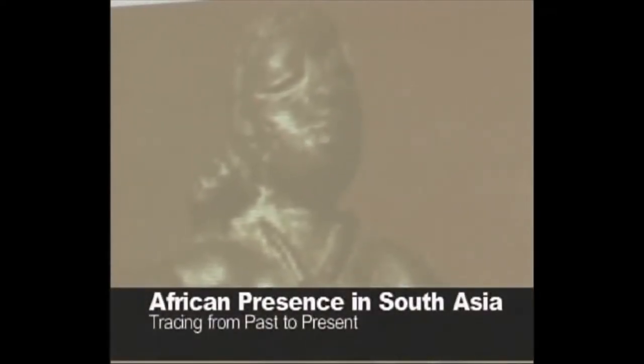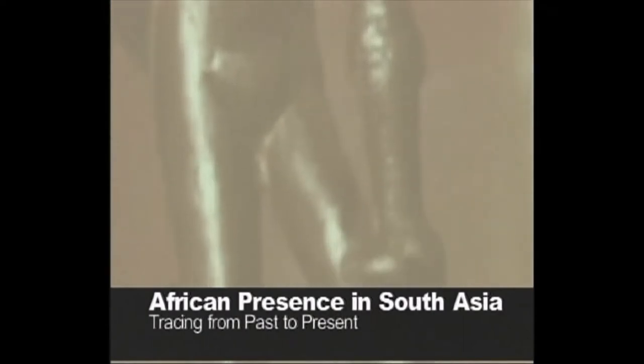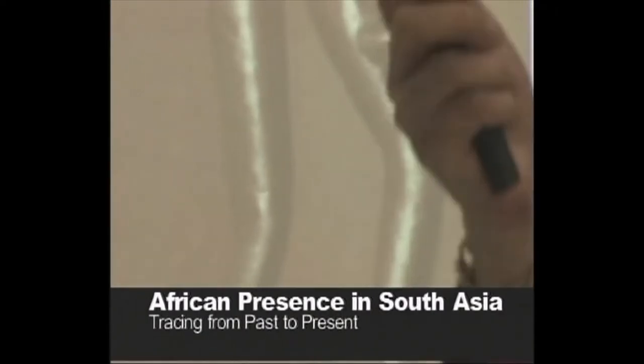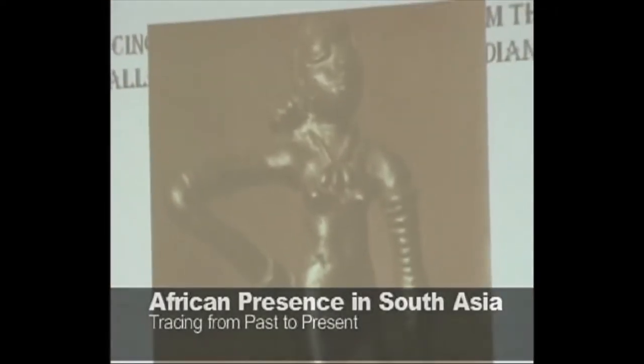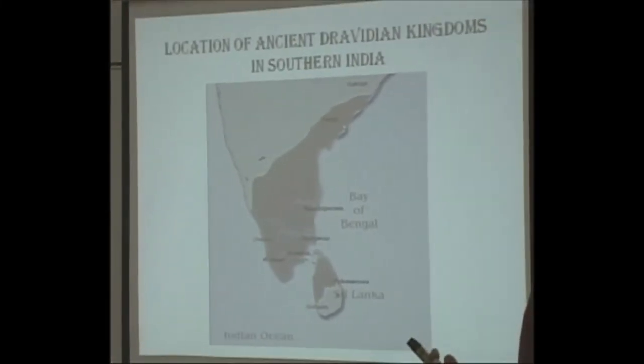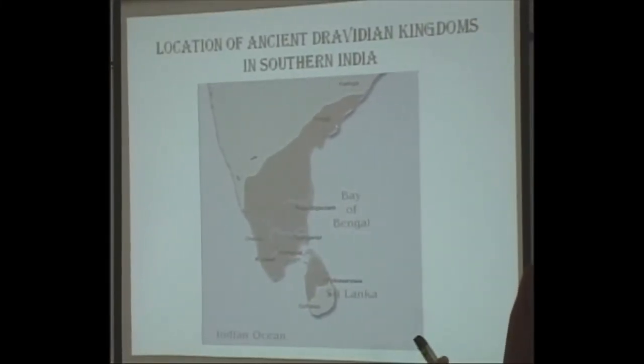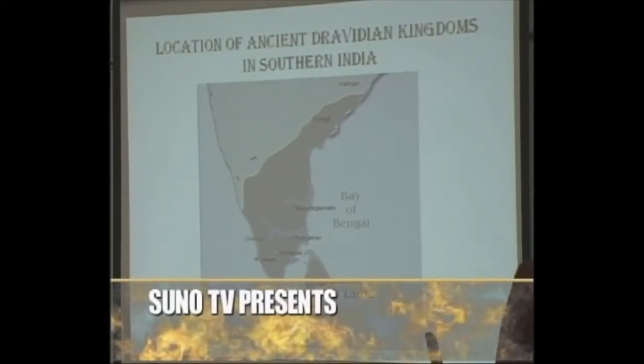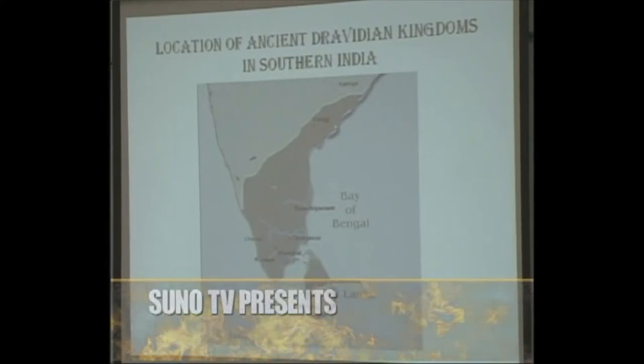You can see the features there, which makes us aware of the fact that the African presence was very pronounced in the civilization. This is not, I just showed you one artifact, okay? There were many that were unearthed. Now, from the 3rd century Christian era, three major Dravidian kingdoms, and I'm talking still about the African presence here, existed in South India.